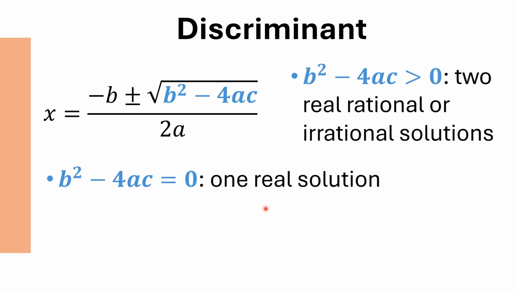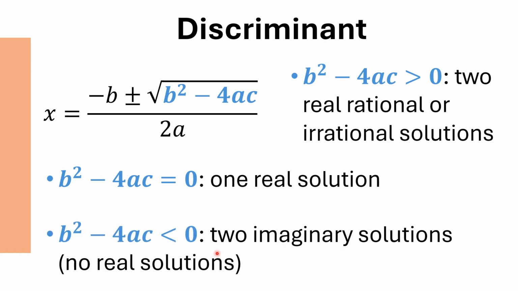If the discriminant is negative, which is less than 0, you cannot take the square root of a negative number in the real number system, so the solutions involve imaginary numbers. And we call that either two imaginary solutions or no real solutions.